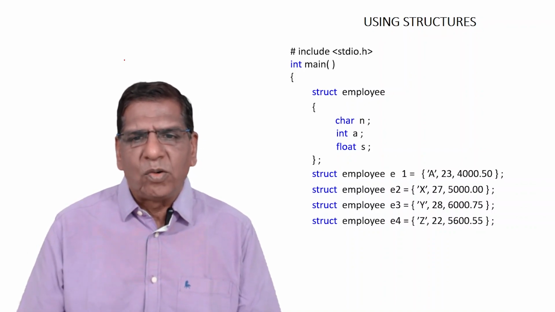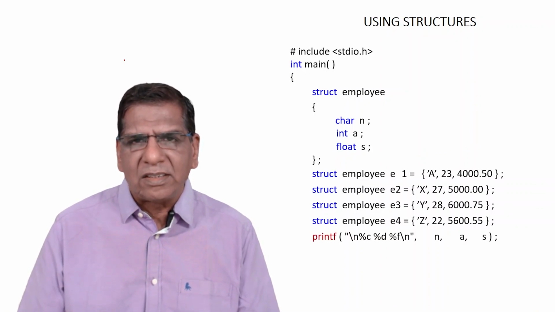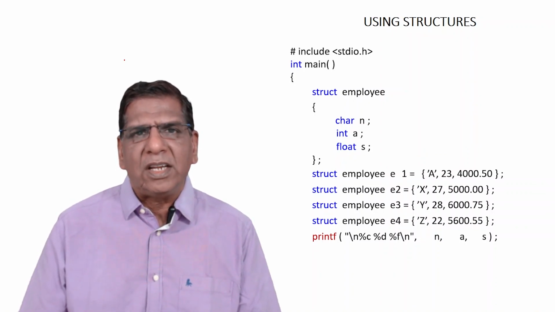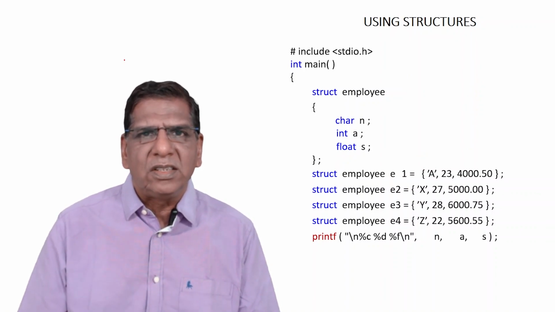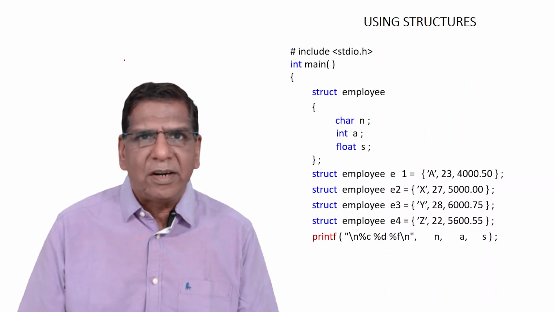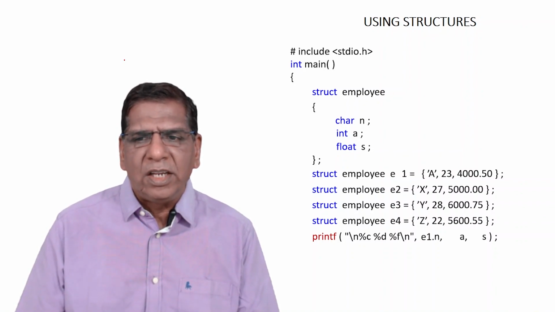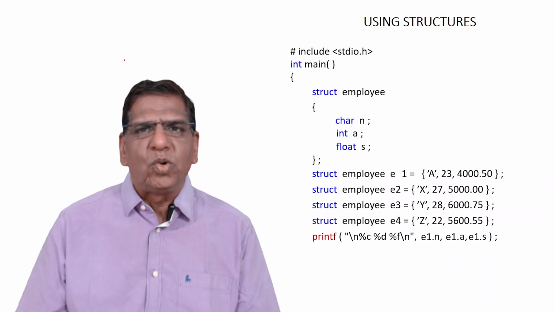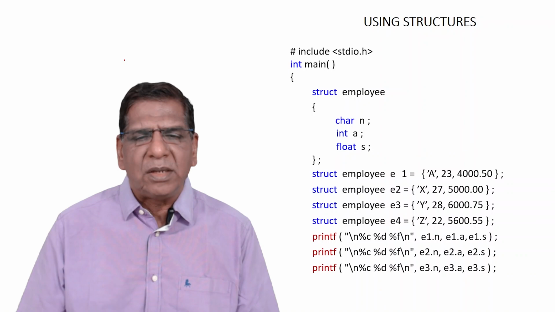Fine. And now to print out the value of each one of names, ages and salaries, we cannot merely say N, A and S. Why not N, A and S? Because E1 contains N, A and S, so also does E2, so also does E3, so also does E4. So whose name, age, salary are we talking about? That has to be clarified. And that can be done when you say E1.N, E1.A and E1.S. Likewise, I will say E2's name, age, salary, E3's name, age, salary, and lastly E4's name, age and salary.